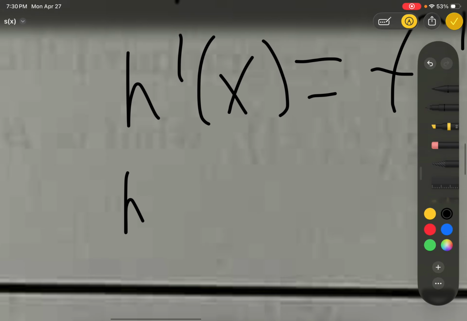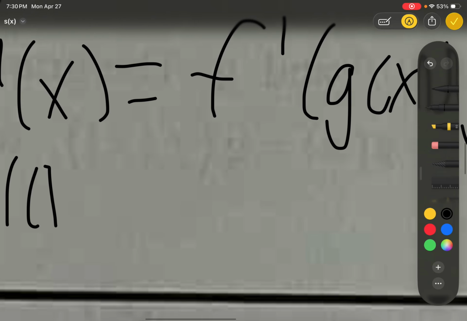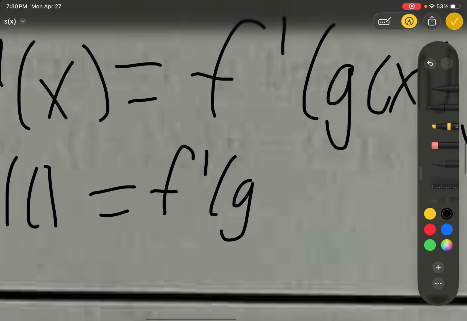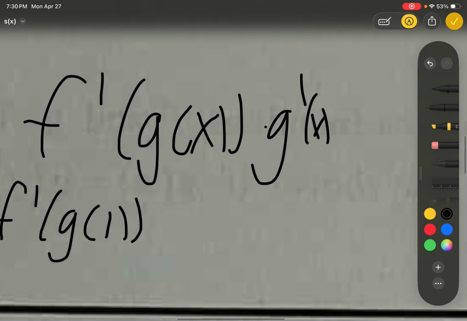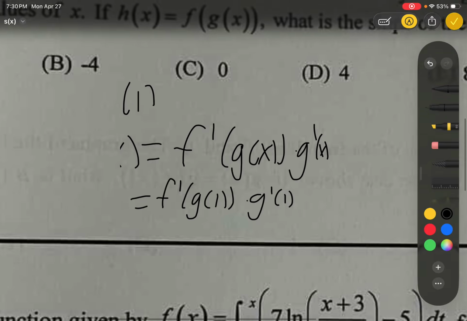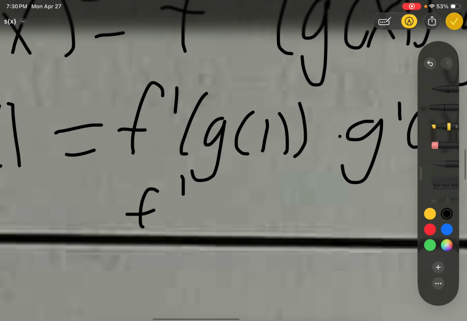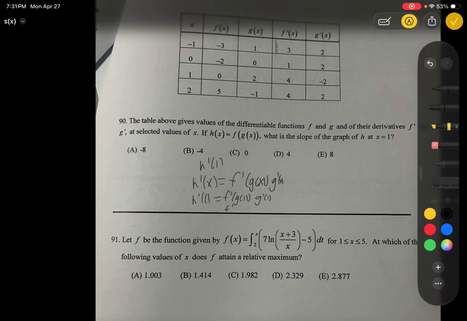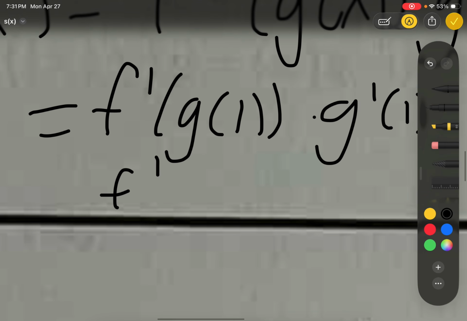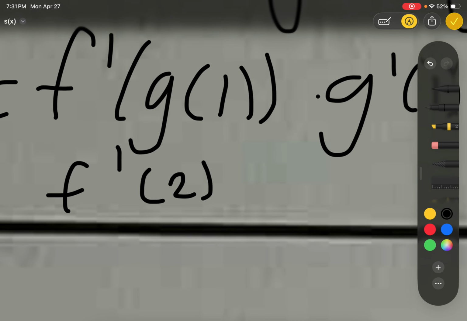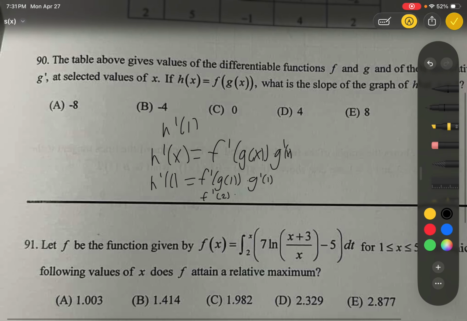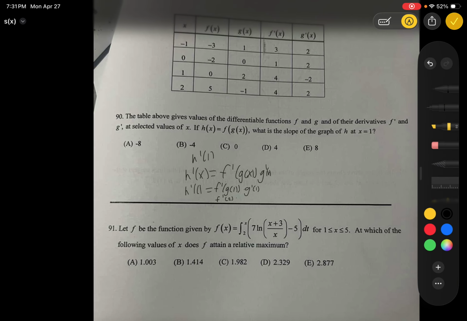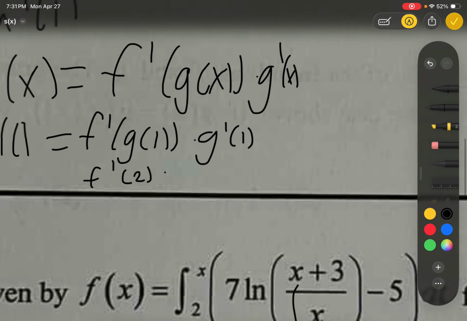Now we're going to find h prime of 1, where we plug in 1 to that. So it's going to be f prime of g of 1 times g prime of 1. Let's do a plug and chug. f prime of g of 1 is going to be f prime of 2, times g prime of 1, which is going to be negative 2.